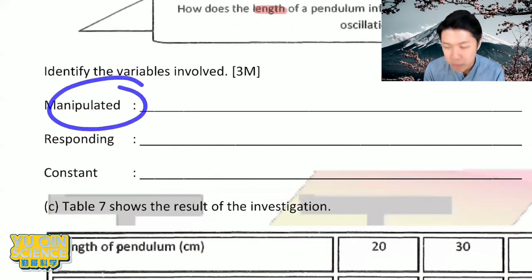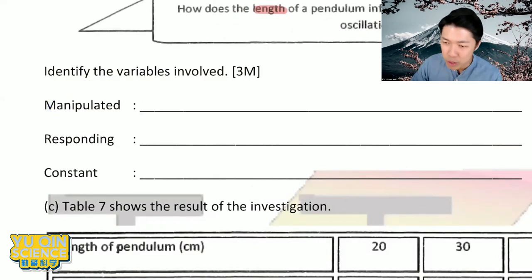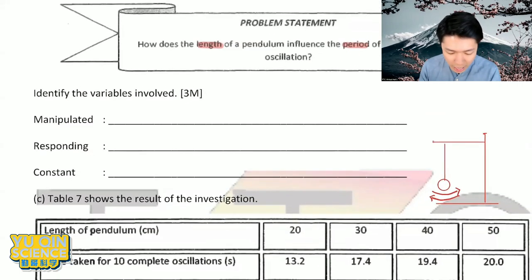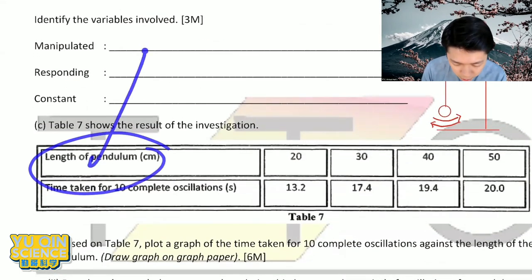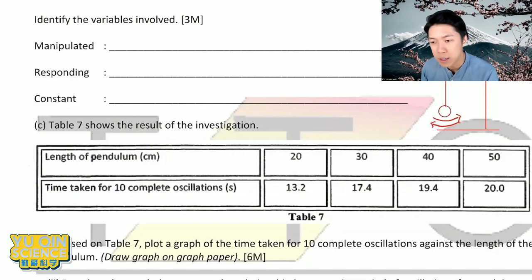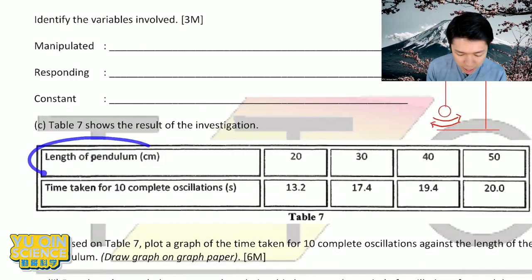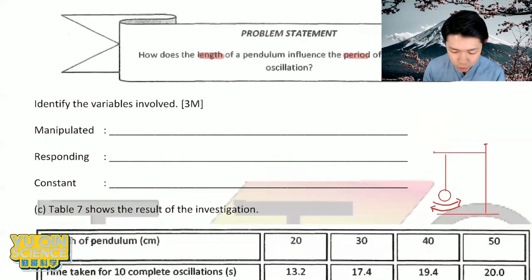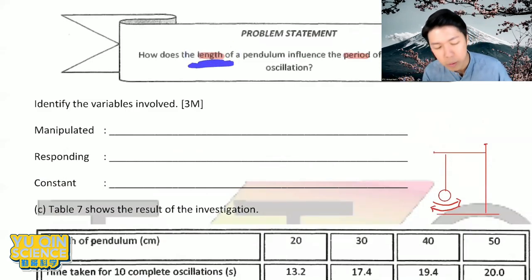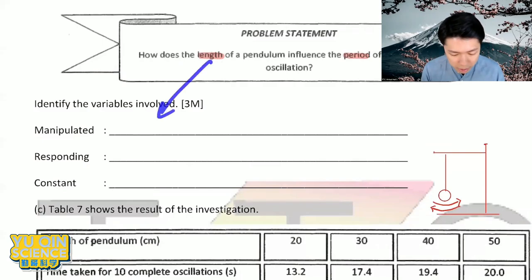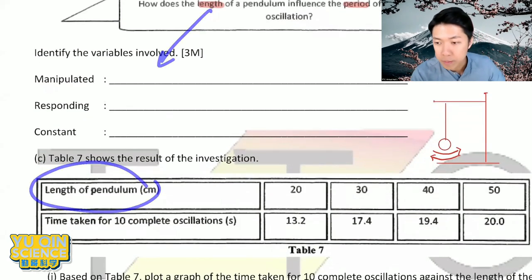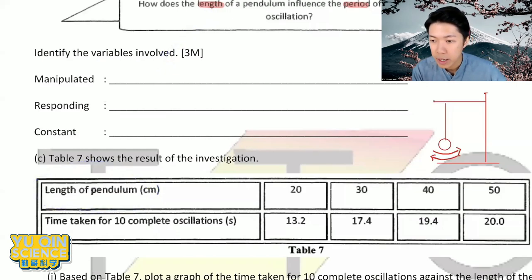Wow, this one very primary school. Manipulated variable, ladies and gentlemen. Actually, free answer. Ta-da. Free answer. From table, this is your manipulated, which is how long it is. The manipulated variable is what we are changing, which is our length. Okay, that will be your manipulated, ladies and gentlemen. Free answer. Okay, all right.